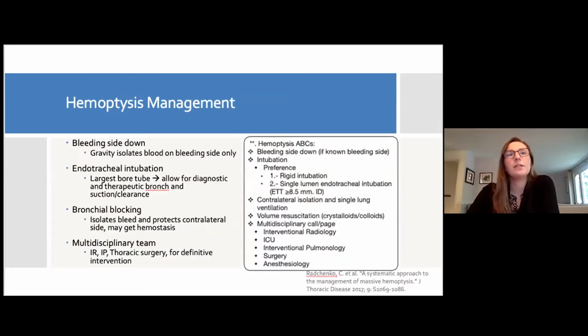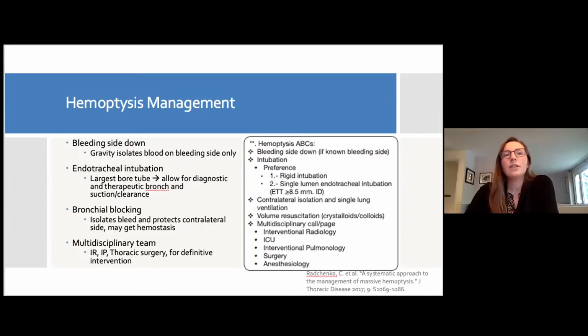Management of hemoptysis is important to know a couple of pearls. So we should always place the patients with the bleeding side down because gravity isolates blood on that bleeding side only, and we don't have cross-contamination. Endotracheal intubation should be performed with the largest bore tube. That would allow for both diagnostic and therapeutic bronchoscopy and also facilitates better suction and clearance of the airway if there's bleeding. Bronchial blockade can be useful in that it can isolate bleeding and protect the contralateral side. An additional benefit is that you may get some hemostasis.